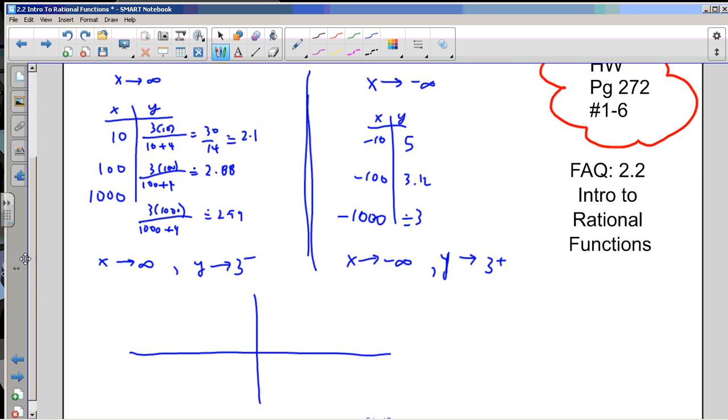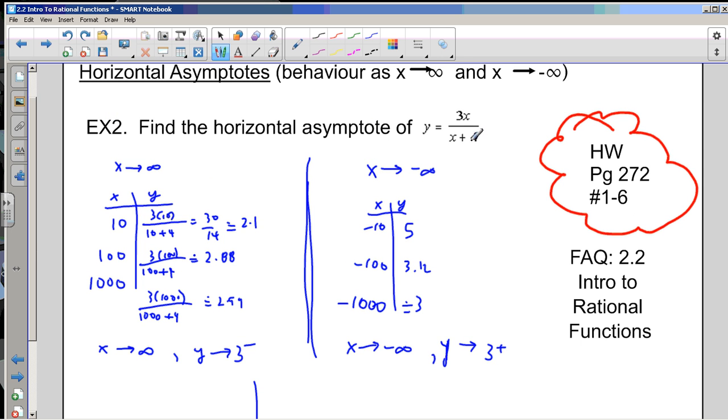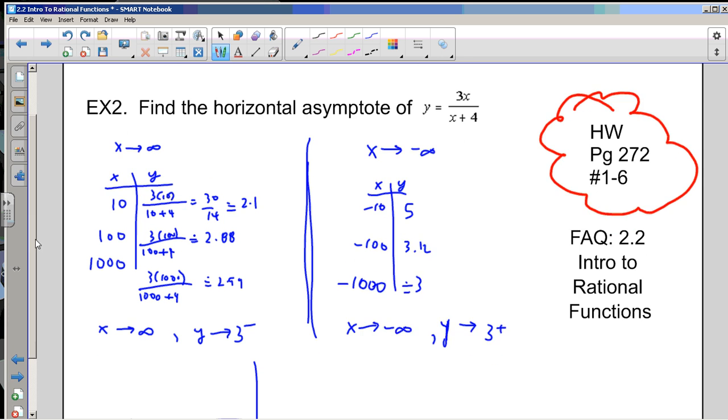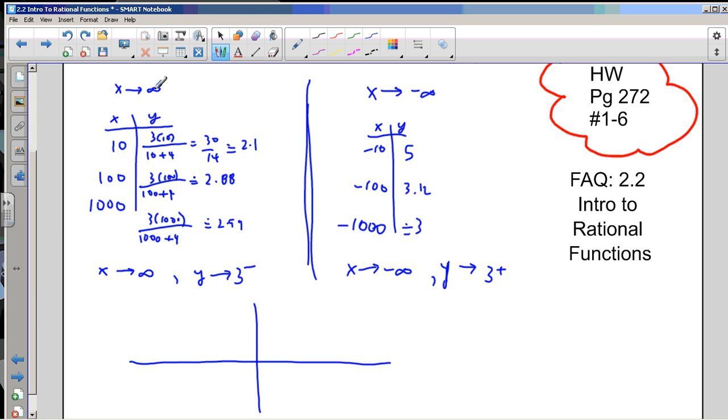So notice what this tells me. I could do the other analysis on this, x and y intercepts, vertical asymptotes. But what this calculation tells me, as x goes to positive infinity, way off on the right, y values are getting close to 3, but from below. So it's going to get close to 3 from below. Then as x gets close to negative infinity, way off on the left here, negative 10, negative 100, then it's going to get close to 3 from above.